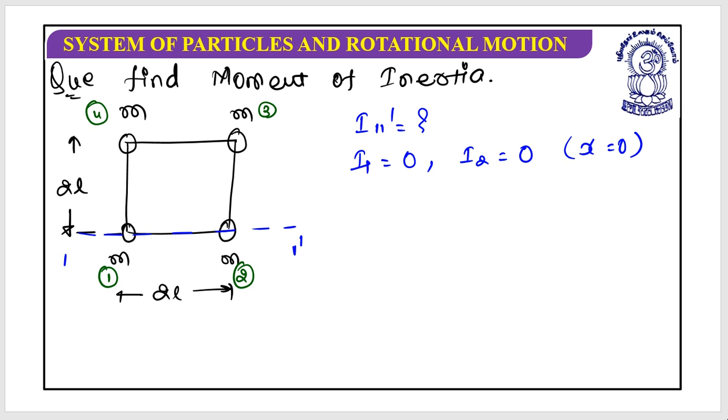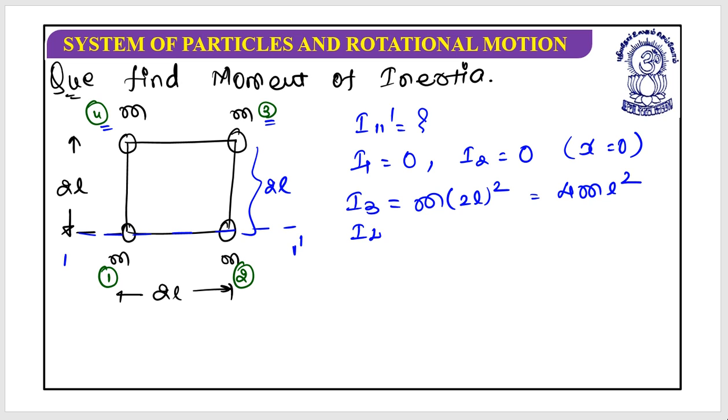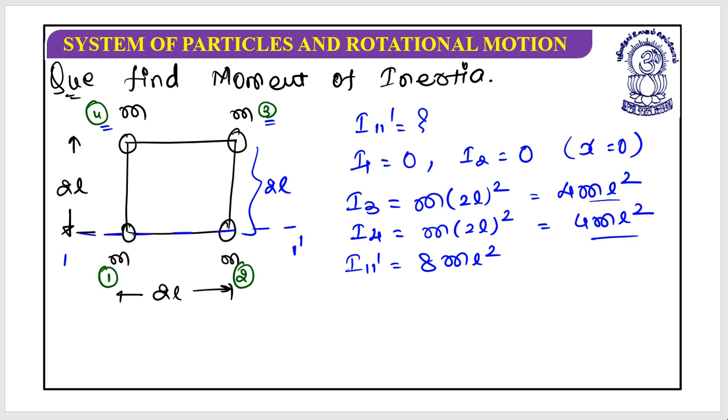Now what about I3 and I4? I3 would definitely be there, and this perpendicular distance is 2l. So this is equal to m into 2l whole square, which is 4ml square. In the same way, I4 is m into 2l whole square, which is 4ml square. So I11 dash would be equal to 4ml square plus 4ml square plus 0 plus 0, which is 8ml square. This is the moment of inertia across 1 1 dash.